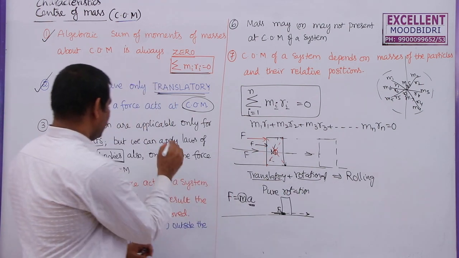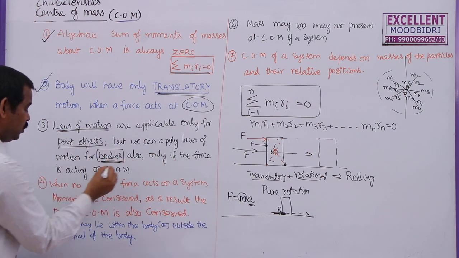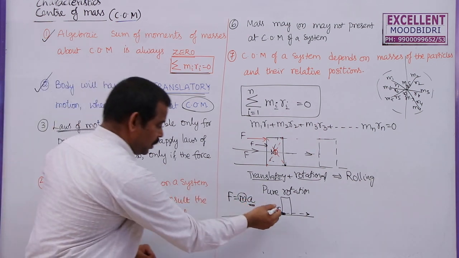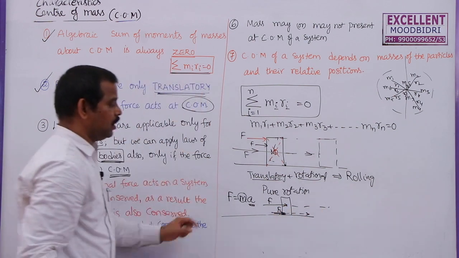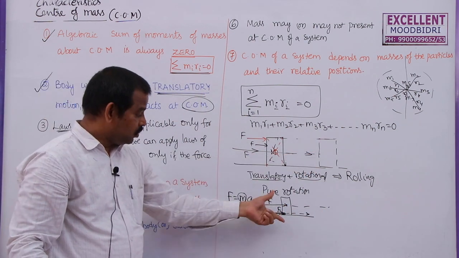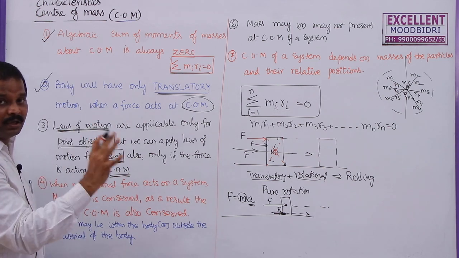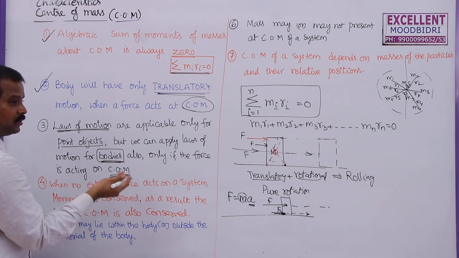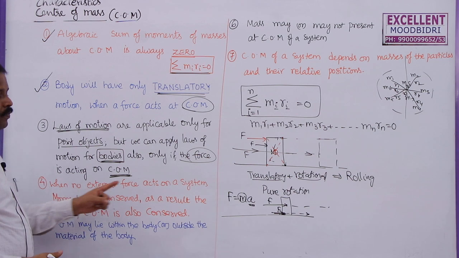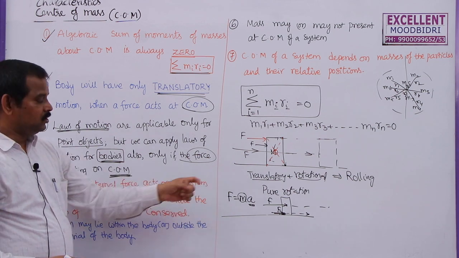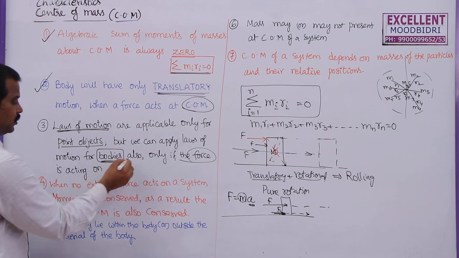So that's why we can apply the laws of motion even for bodies only if the force is acting on center of mass. Here, if the force is acting at the center of mass, then the body will have translatory motion, as we discussed earlier. So please remember this point. Laws of motion cannot be applied for bodies if the force is acting somewhere else. If force is exactly acting at center of mass, then we can apply the laws of motion, that is, first law, second law and third law of motion can be applied only if the force is acting at the center of mass.